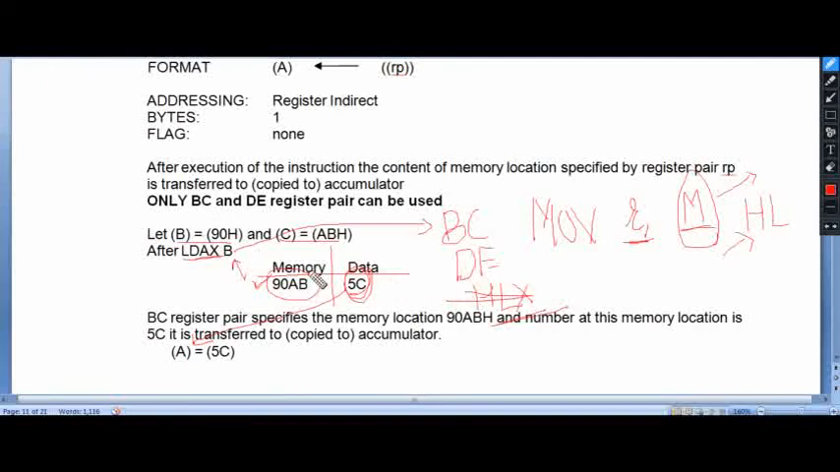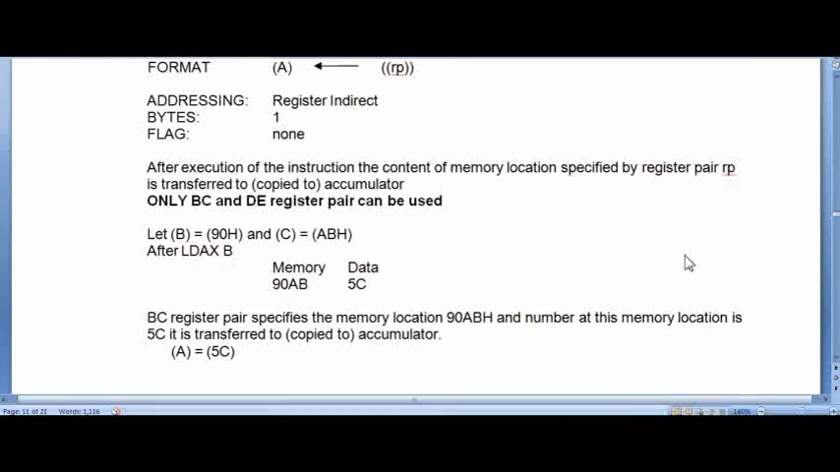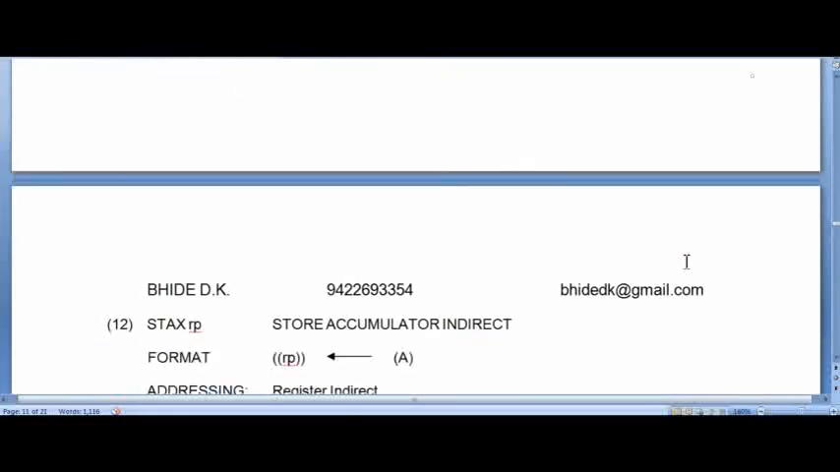In this instruction, we bring the number from memory to the accumulator. In the other instruction, we also bring the number from memory, but not only to the accumulator, to any general purpose register. This is the difference. In LDAX, the number is brought only to the accumulator, and the BC and DE register pairs can represent the memory. In MOV R, M, the number from memory is brought to any general purpose register, but HL represents the memory. Now let's move to the next instruction from the group.